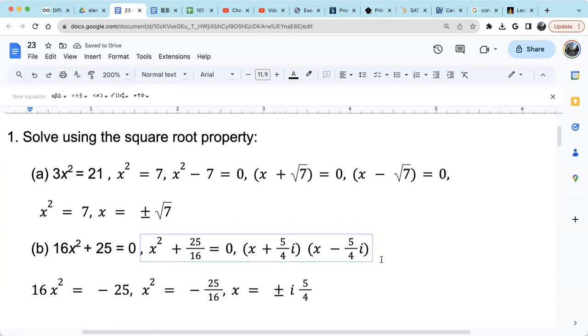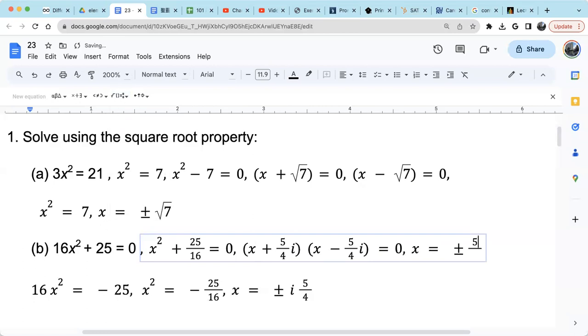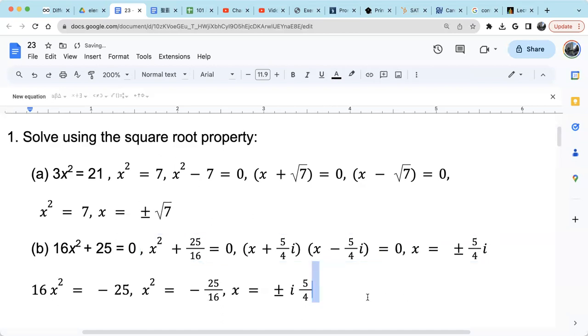So difference of two squares in real numbers is the sum of two squares in complex numbers. So this also gives us two values, right? Plus minus 5 over 4 i, complex numbers. So either way, I showed you two ways.